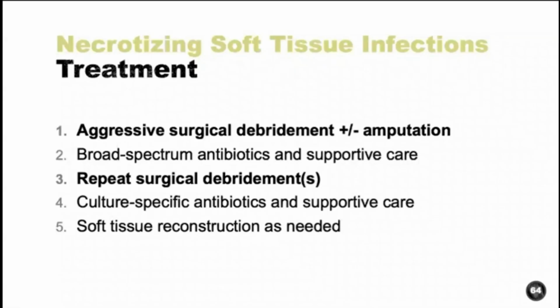So initiation of broad spectrum antibiotics and supportive care can often be started concurrent with surgical management and then narrowed as cultures return. And most of these patients require repeat surgical debridements, and about half of them will eventually require some kind of soft tissue coverage, like skin grafting or soft tissue transfer, in order to address the soft tissue deficits that they're left with after a complete debridement of the infectious process.